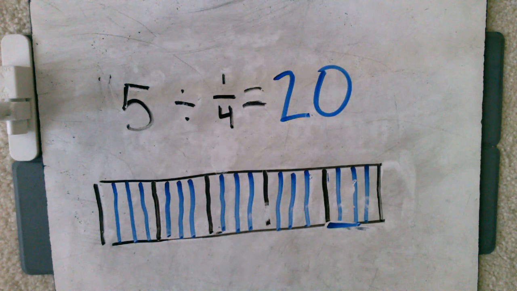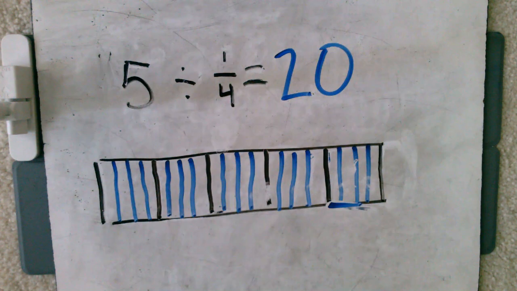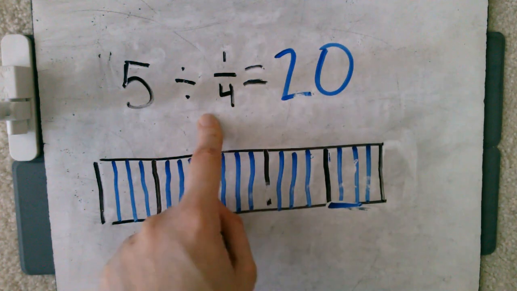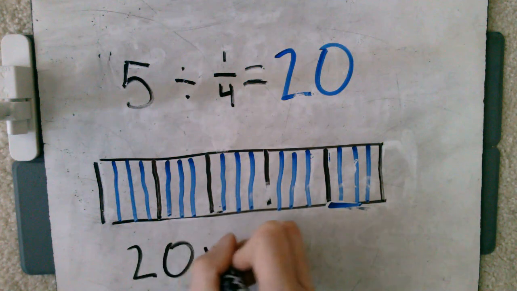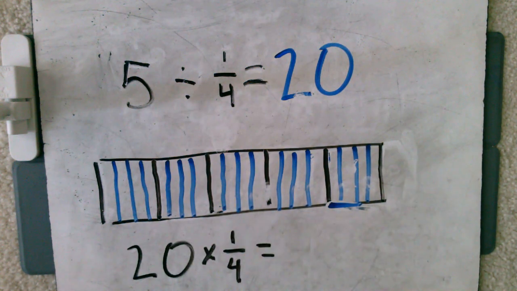Now, there's always a way to check if our answer is correct, and for this problem, we just have to flip it around from a division problem to a multiplication problem. We're going to multiply our quotient, which is our answer, by our divisor, which was 1/4. So we're going to multiply 20 times 1/4 to see if we got this one right.